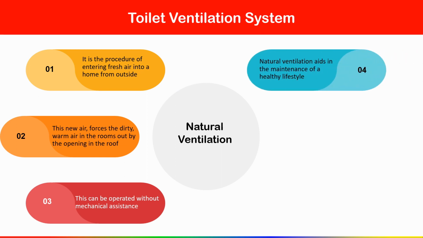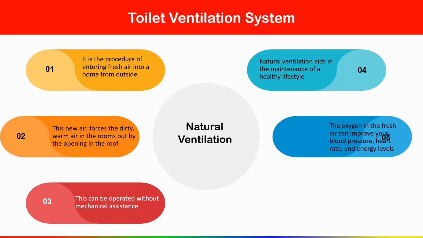Now the fourth point is natural ventilation aids in the maintenance of a healthy lifestyle. Why? Because when you take outside air inside, that fresh air improves your indoor air quality and you will become healthy. So these are some advantages of this natural ventilation system. And the fifth point is, the air which you have taken from outside, the fresh air, its oxygen can improve your blood pressure, heart rate and energy levels.